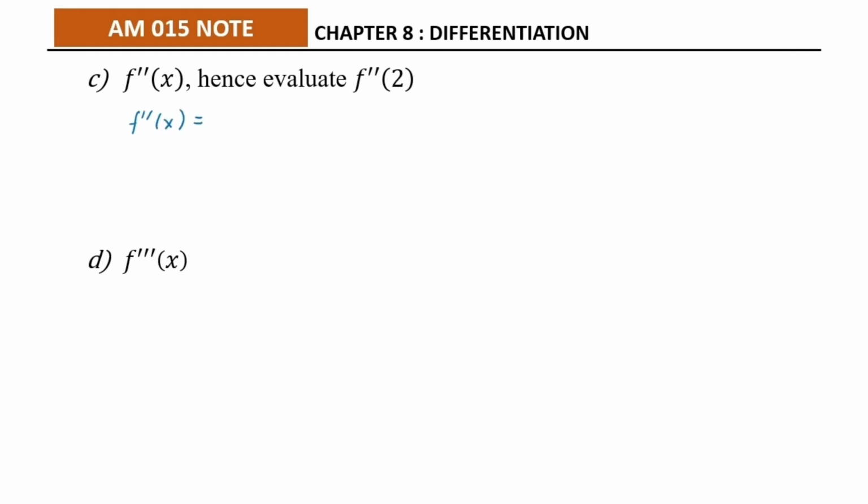F double prime: differentiate f prime. F prime is 3x squared plus 4, so differentiate f prime, we have 6x. And substitute 2 into f double prime, 6 times 2 equal to 12.